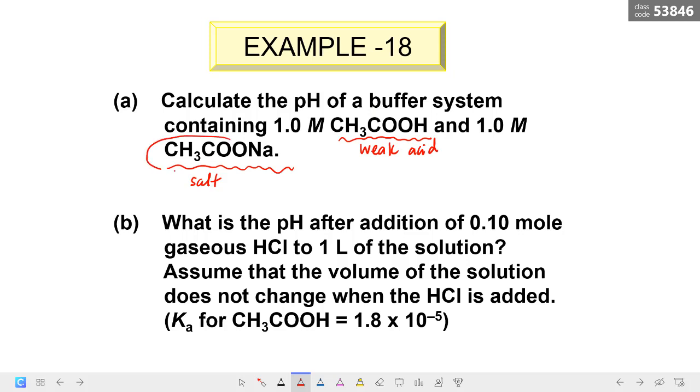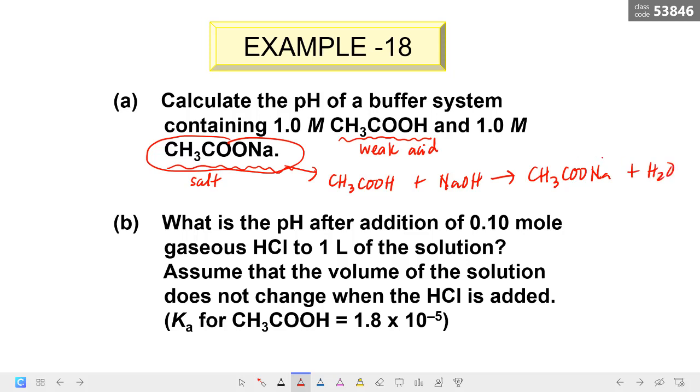Macam mana tahu? Ini kan garam ini kan terhasil bila acetic acid, okay, reacts with sodium hydroxide. Okay, kita akan dapat apa? Sodium acetate and water. Jadi you nampak kat sini, sodium acetate ini adalah garam yang mengandungi conjugate base bagi weak acid tersebut. Okay, jadi berapakah pH-nya?